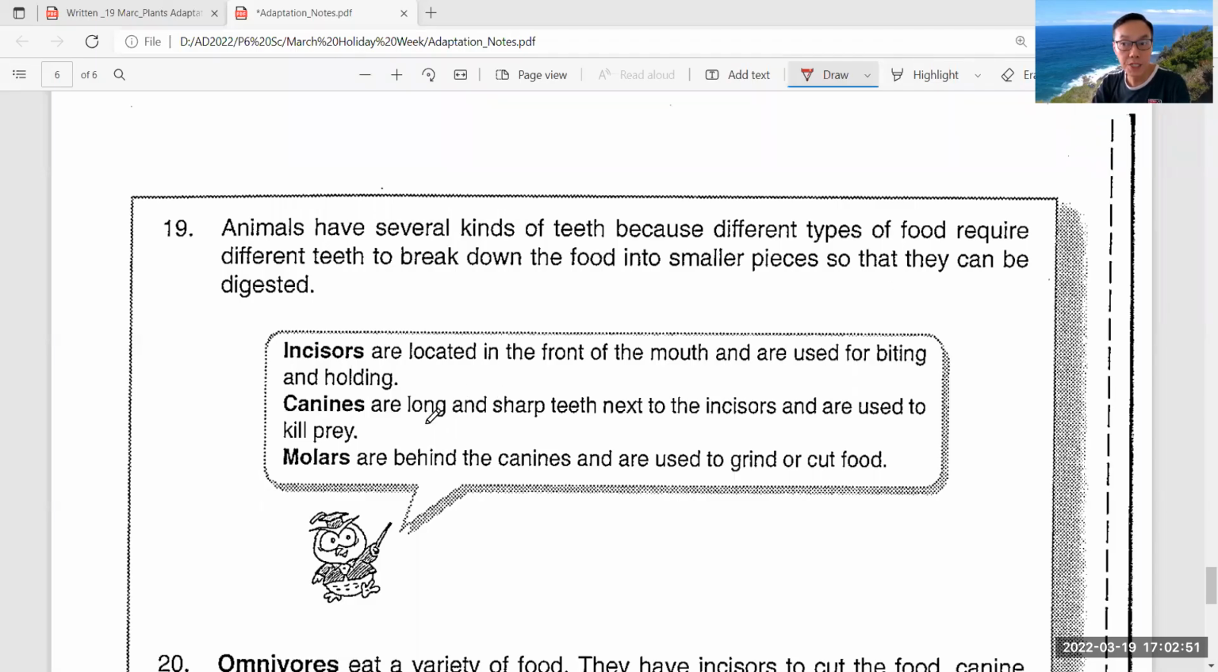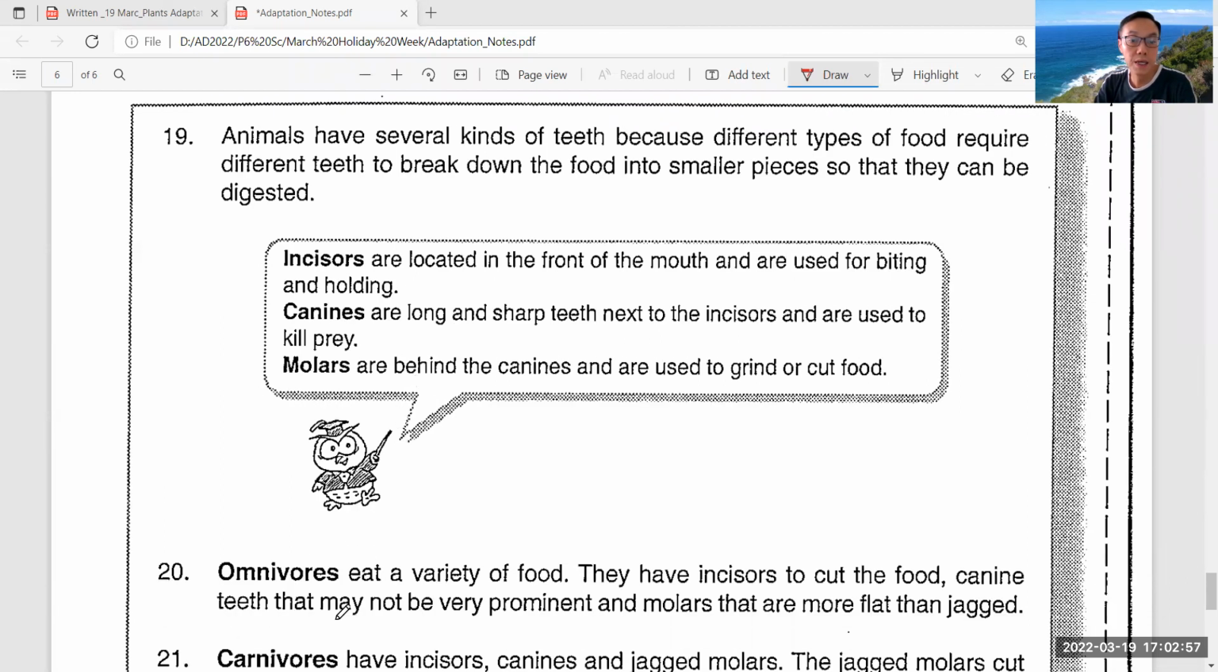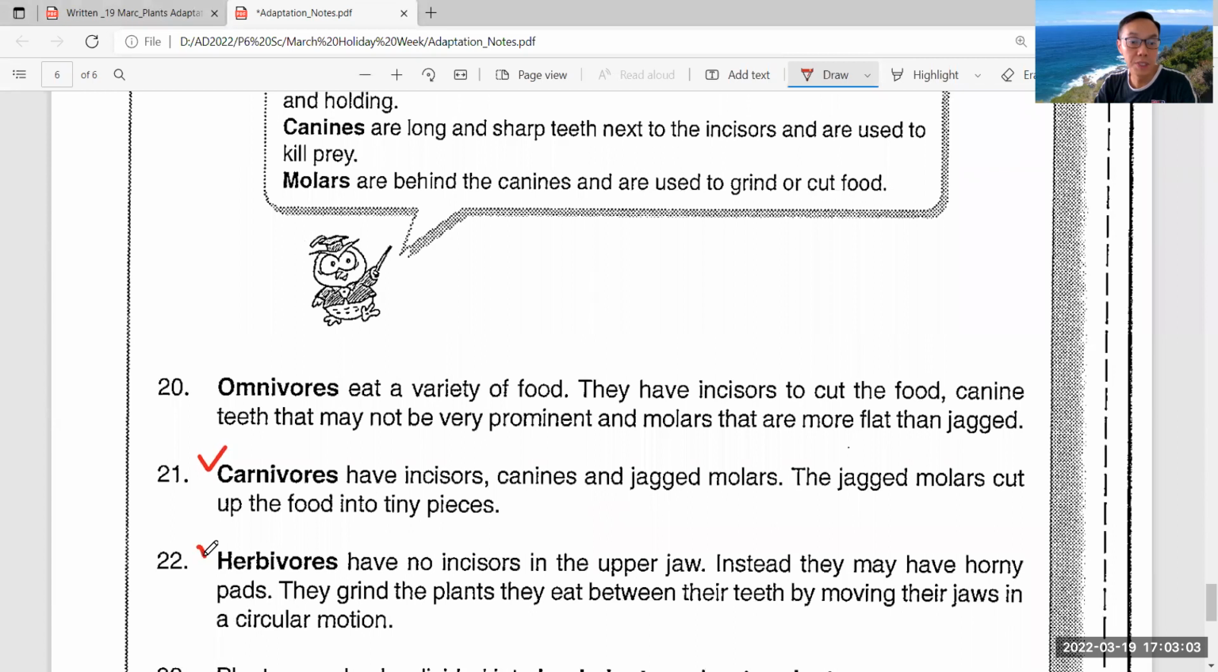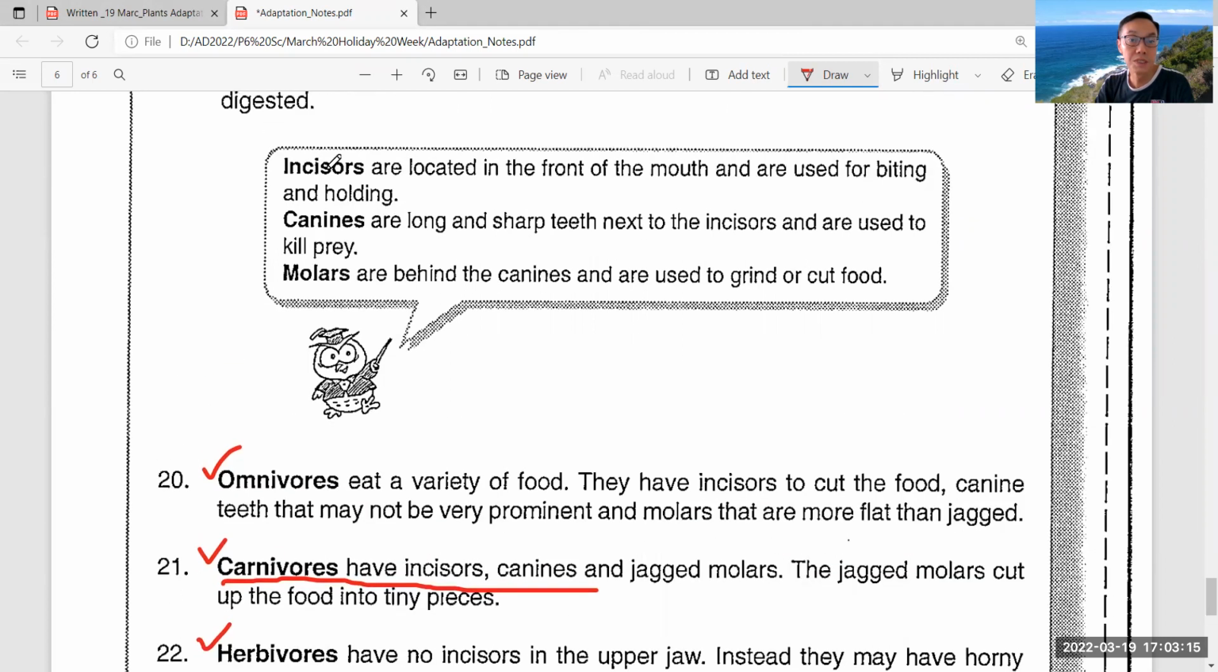Okay, by looking at the shape of the teeth of animals, we can determine whether they are carnivorous, which means they eat meat only, or herbivorous, they eat plants only, or are they both?